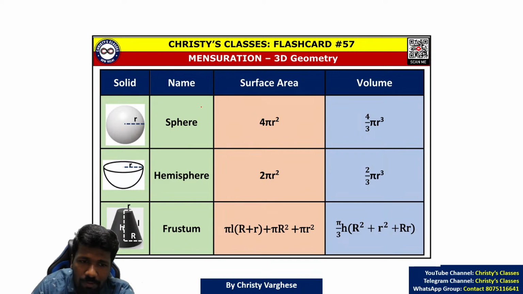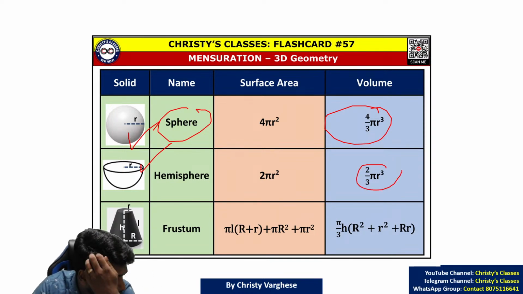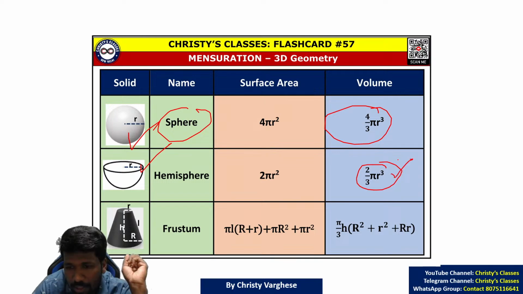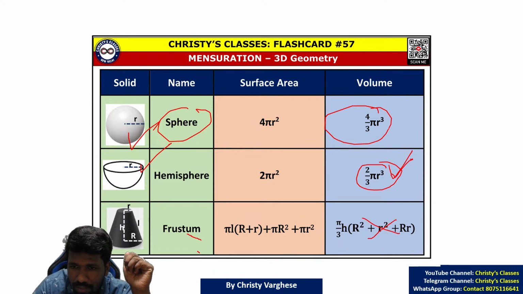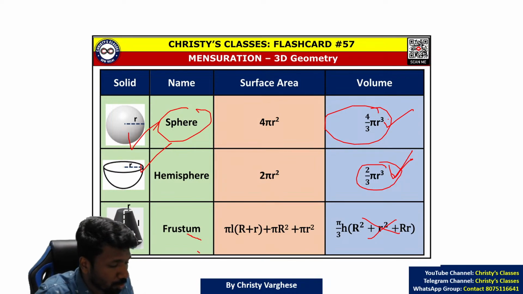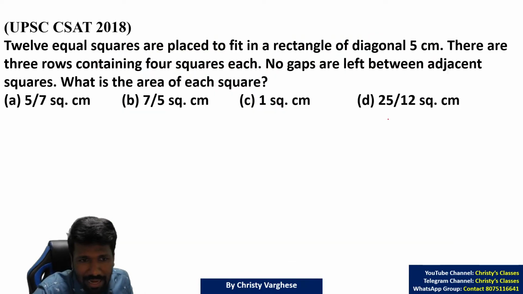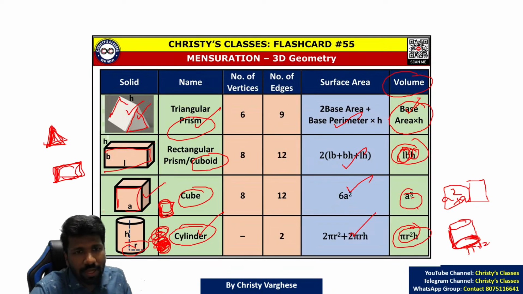Now, at least these two shapes you should know the volume of. Sphere volume is 4 by 3 pi r cube. Half of a sphere is a hemisphere, so hemisphere volume is 2 by 3 pi r cube. Frustum is, from a cone you are cutting the top part of the cone, that is a frustum. That formula, if it is difficult, you can skip it, but these two at least in spherical or circular shapes you should know. Okay, that is the basic theory about this chapter. Now with questions we will get more clarity.